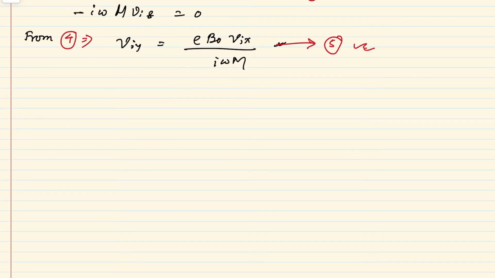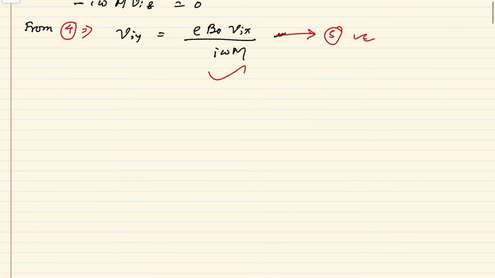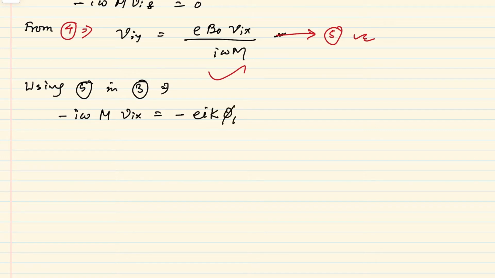Now use equation number 5 in equation number 3. So replace this Viy term by this value. Then what will happen? We're going to have minus i omega capital M Vix is equal to minus e i K phi 1 plus e square B naught square by i omega capital M Vix.